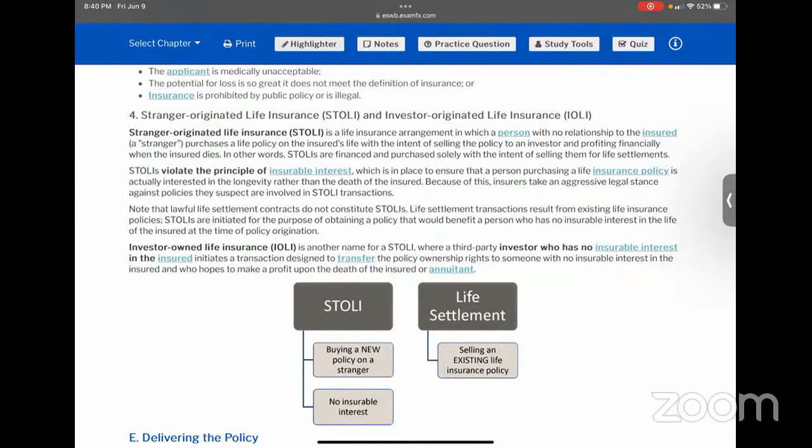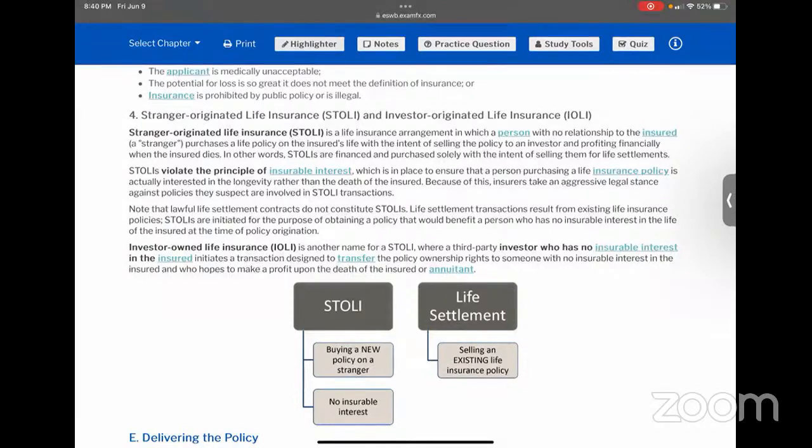Right. And here we go. STOLIs violate the principle of insurable interest, which is in place to ensure that a person purchasing a life insurance policy is actually interested in the longevity rather than the death of the insured. Because of this, insurers take an aggressive legal stance against policies they suspect are involved in STOLI transactions. Note that lawful life settlement contracts do not constitute STOLIs. So this is illegal. Life settlement transactions result from existing life insurance policies.